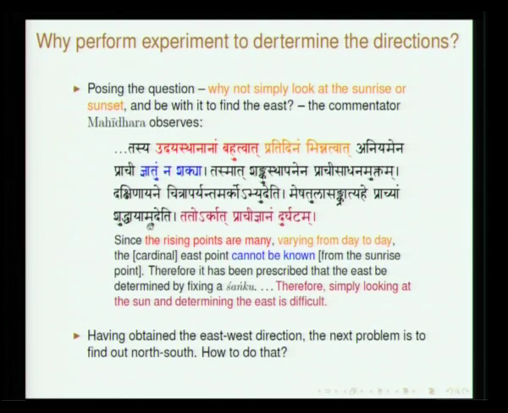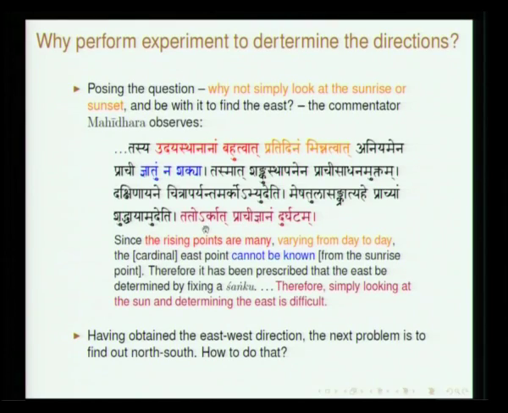As I was mentioning, one of the commentators very clearly explains why you need to conduct this experiment to determine east-west. Mahidhara says, Udayasthananam bahutvat pratidinam bhinnatvat aniyamena prachi jnatum na shakya. Udayasthana is the rising point. If you look at the eastern part of the horizon, the rising point of the sun keeps on shifting. Bahutvat means it is many. Pratidinam bhinnatvat, in fact it varies by a very, very small amount every day, and prachi, east, cannot be known by simply looking at the eastern part of the horizon.